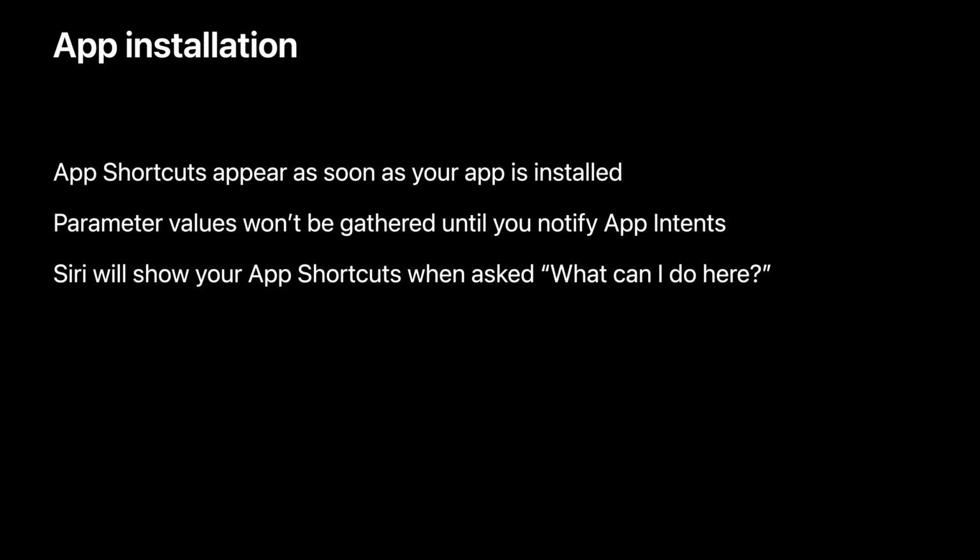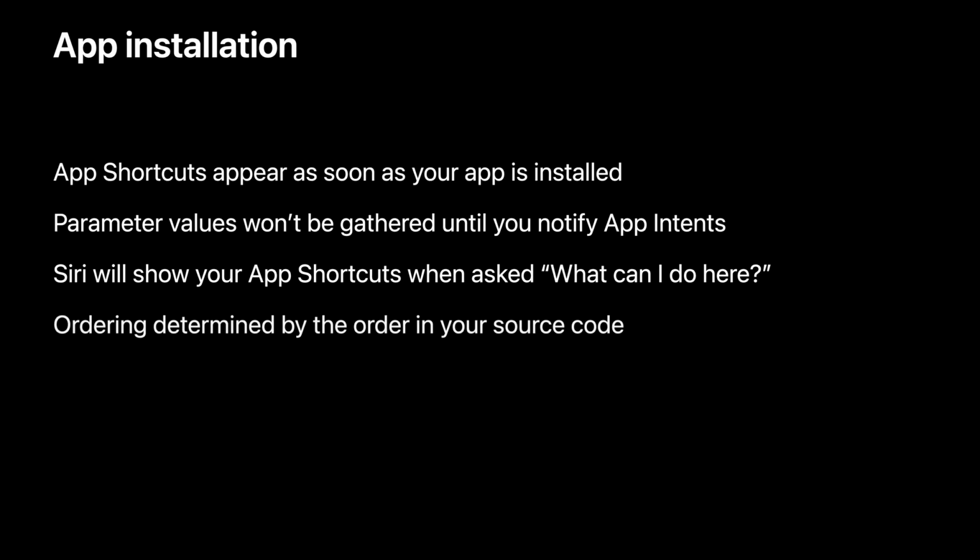Finally, in both Siri and the Shortcuts app, the order your app shortcuts are displayed is determined by the order that you list your app shortcuts in your source code. You'll want to consider putting your best and most useful app shortcuts first, so that they get the most attention. Similarly, the first phrase you list in the phrase array will be considered the primary phrase for that app shortcut. The primary phrase is used as the label on the shortcut tile, and it's shown when the user asks Siri for help with your app.